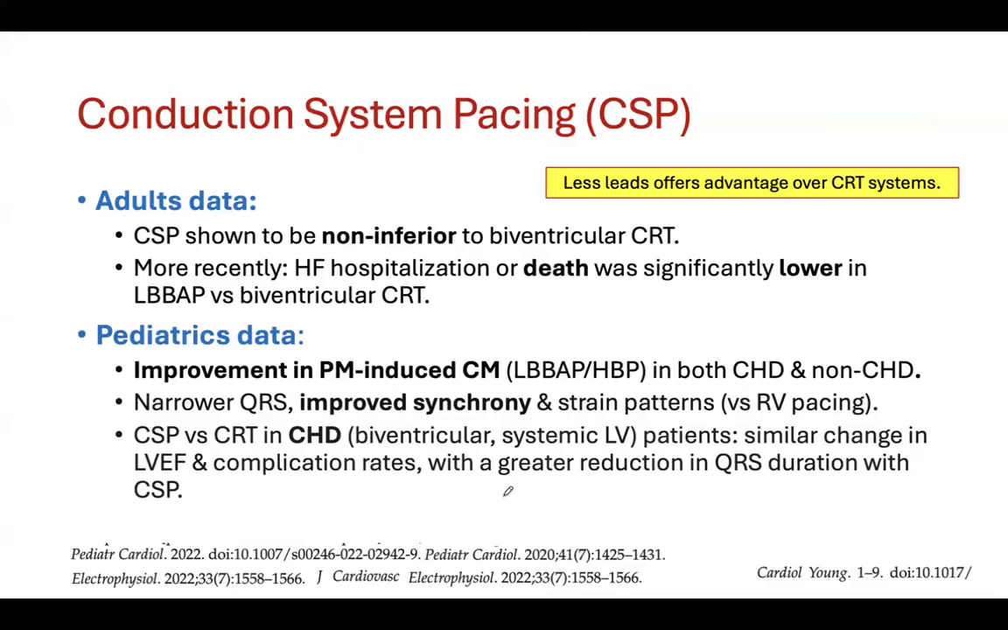Make sense, guys? So overall, I think CSP is going to be the main approach for cardiomyopathy patients in the long run. Okay, guys? Understood? Unless there's a specific contraindication. Okay? Questions?